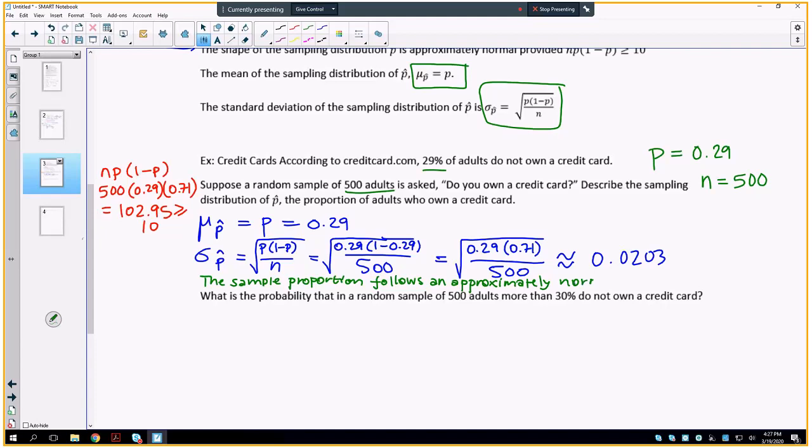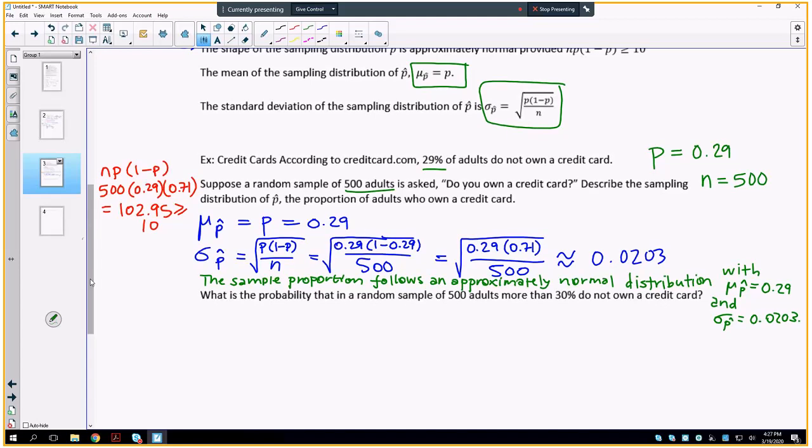And we know the mean of the sampling distribution, and we know the standard deviation of the sampling distribution. So with mu p hat equal to 0.29 and sigma p hat equal to 0.0203, that would answer that question. But we have more questions.